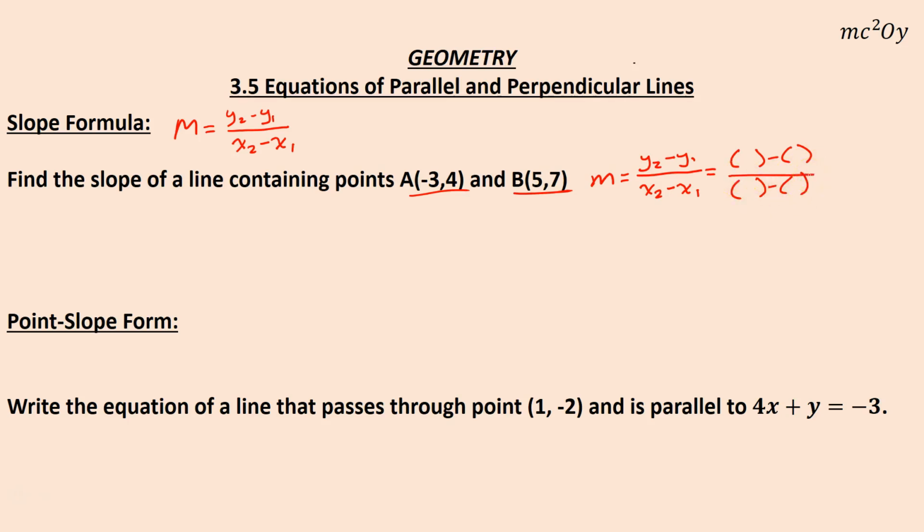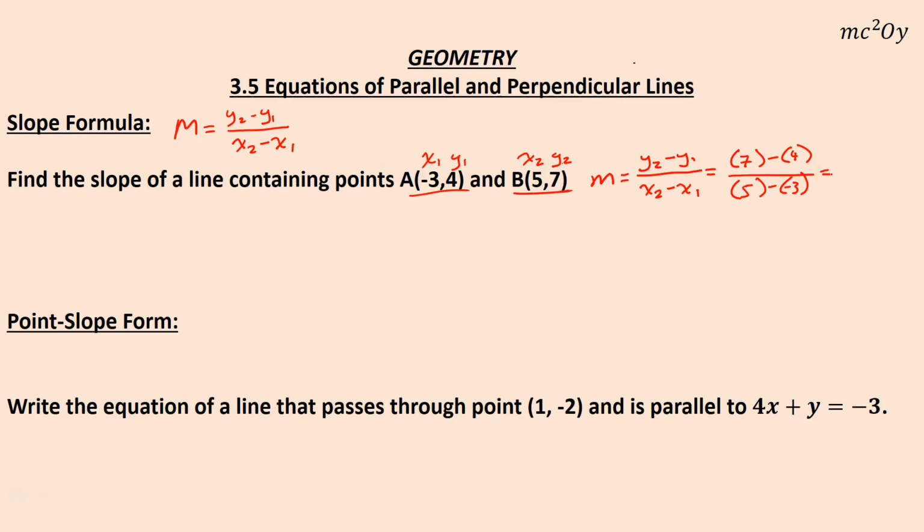If I call this x1, y1, and this one x2, y2, notice our 1's have to go together and our 2's have to go together. Our first x value and our first y value, our second x value and our second y value. We're just going to substitute those in. So we have y2 right over the top of x2, so 7/5. And then y1 right over the top of x1, so 4/-3. It's just a quick and easy way to put it into your equation there.